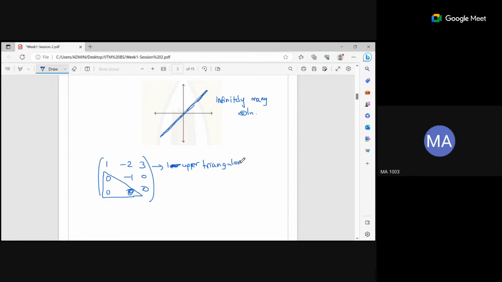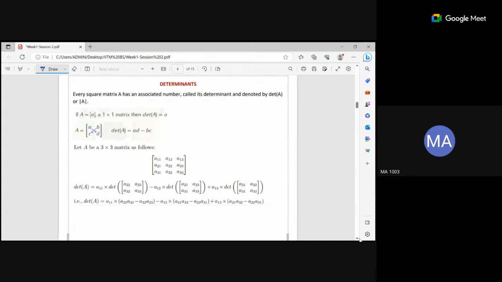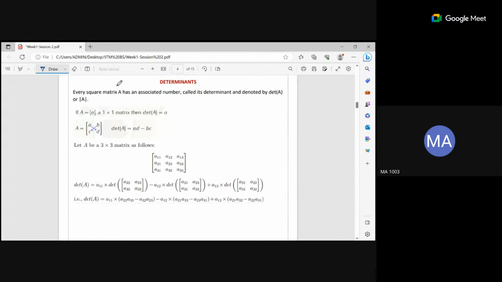Okay, so now let's move on to the topic of determinants. If you take any matrix A, particularly a square matrix, here we are considering only square matrices, then we can associate a number with this matrix, which is called the determinant, and it is denoted by det A, or you can use this symbol. Please don't confuse this symbol with the modulus symbol. This is not modulus, this is determinant.